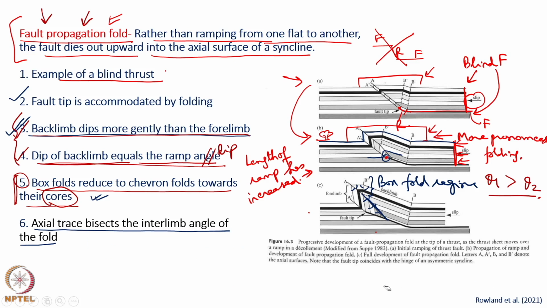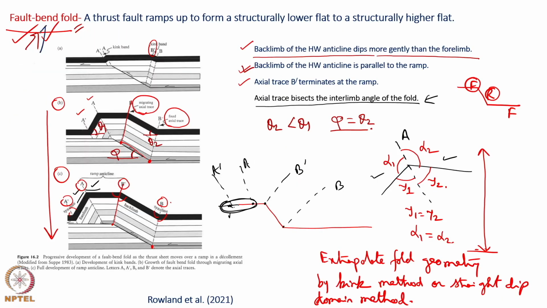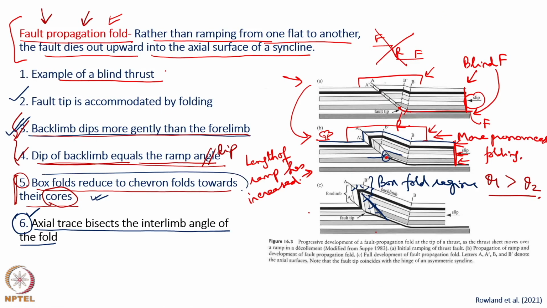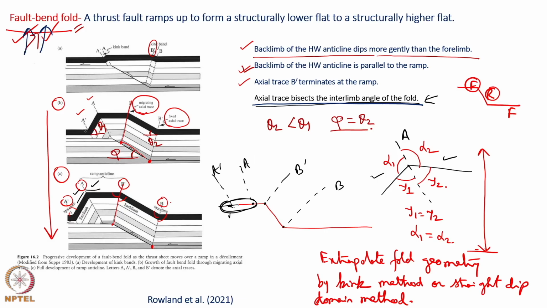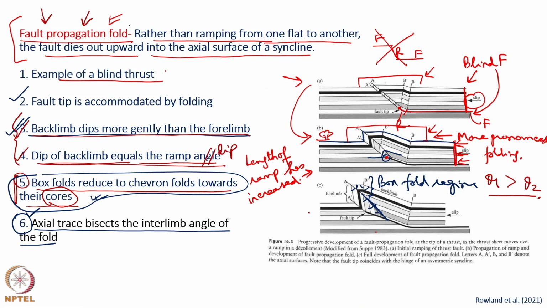Be very clear that point number 6 also holds true for a fault bend fold. Axial trace bisects the interlimb angle of the fold, but a box fold reducing to a chevron fold does not happen in the case of a fault bend fold. Here I am getting a fold with two hinges and that is continuing within the core of the fold also. So, the box geometry is persisting within the core of the fold for a fault bend fold, which is not the case for a fault propagation fold.